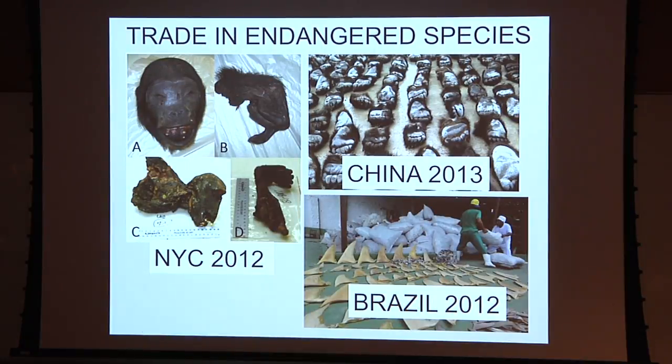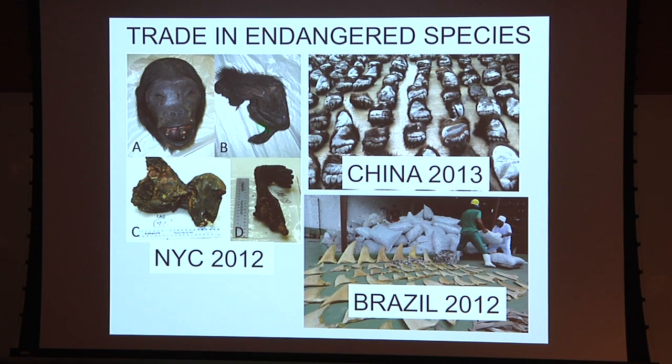There's a lot of trade in endangered species. These are products that were seized either in New York City last year, in China at the Russia-China border earlier this year, and in Brazil last year. These are shark fins, these are bear paws, and these are parts of various primates. So there's a lot of this going around the world. Many of these are endangered or protected species.